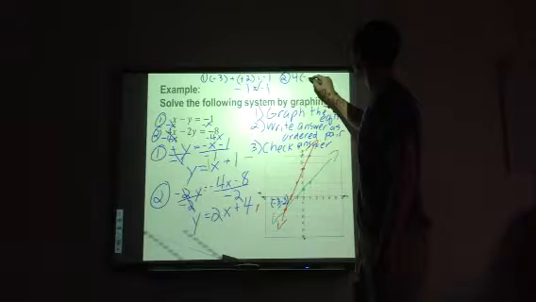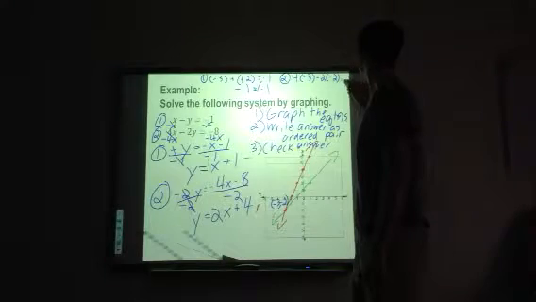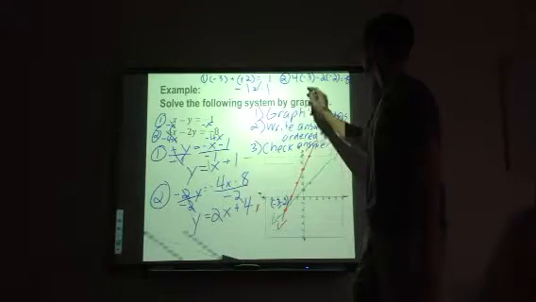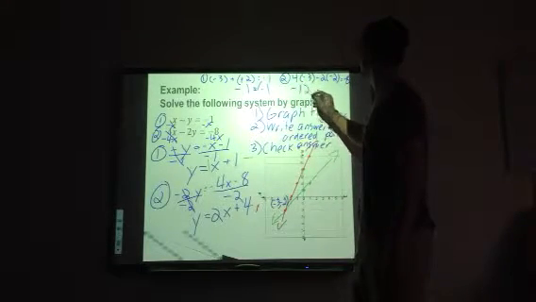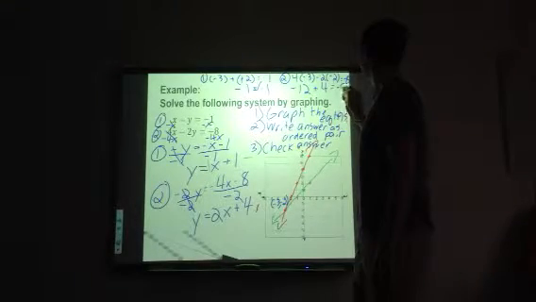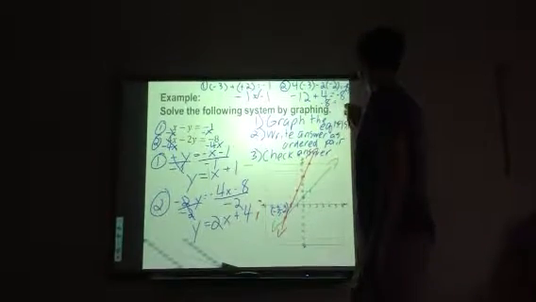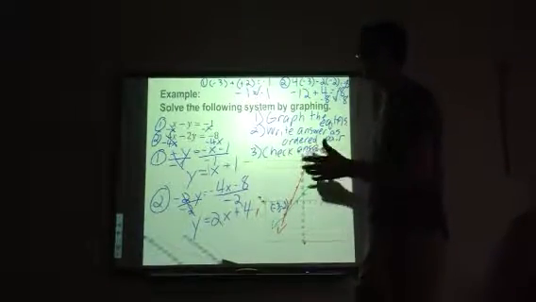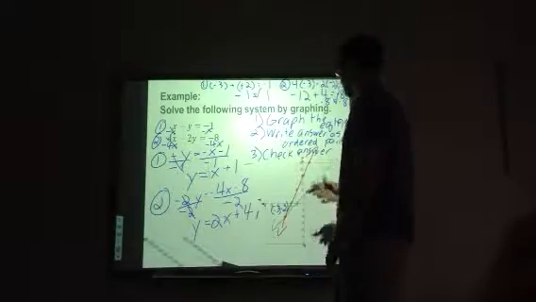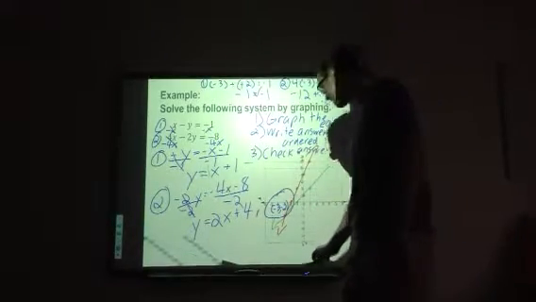4 times negative 3 minus 2 times negative 2 is going to equal negative 8. 4 times negative 3 is negative 12. Negative 2 times negative 2 is a positive 4. Negative 12 plus a positive 4 would be negative 8. And that equals negative 8. Okay, so we're good there. So our solution works. Alright, so negative 3, negative 2, it works.